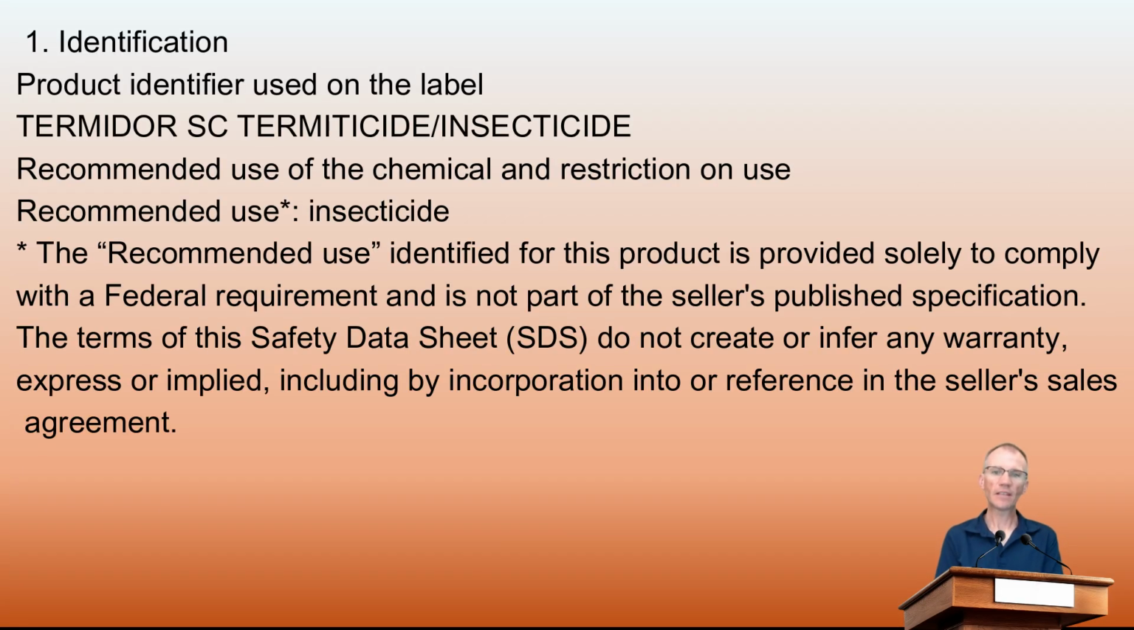As we look further down this safety data sheet, you're going to see 1. Identification. Product identifier used on the label: Termidor SC, termiticide insecticide. Recommended use of the chemical and restriction on use. Recommended use: insecticide. The recommended use identified for this product is provided solely to comply with a federal requirement and is not part of the seller's published specification. The terms of this safety data sheet, SDS, do not create or infer any warranty, express or implied, including by incorporation into or reference into the seller's sales agreement.